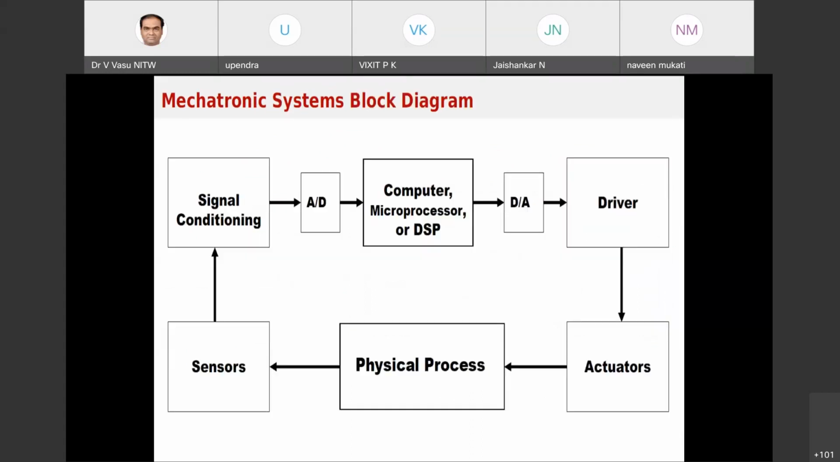Okay, so this is the block diagram that we are going to have. We have signal conditioning, and the sensors give the signal to the signal conditioning, and analog to digital conversion, then controllers will be there. And from this controller, we get digital to analog conversion, and we have the actuator driving system.